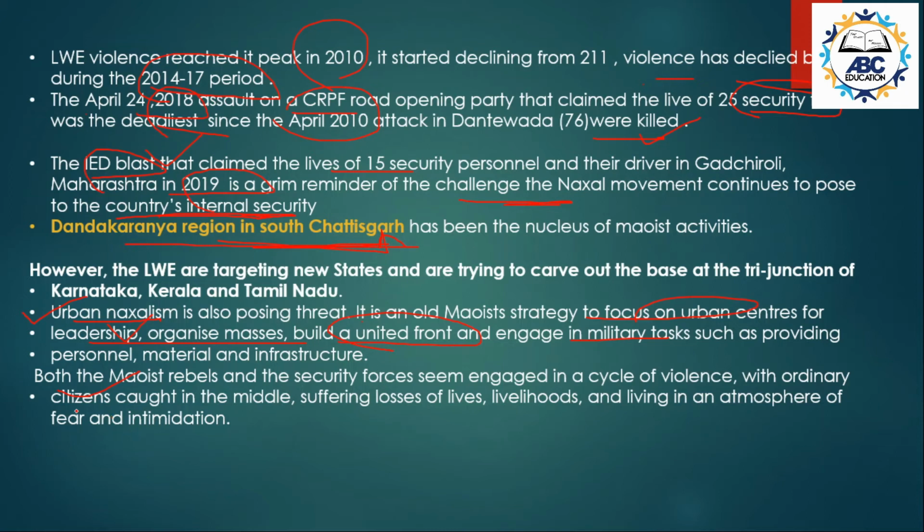But it is the ordinary citizens who are suffering the loss of livelihoods, and they are living in an atmosphere of fear and intimidation, because obviously in the end it is the citizens who are getting affected. Maoists are doing their work by carrying out violent attacks, and security forces are doing their work where they are deployed, but basically who is getting affected? In the end, it is the citizen who is getting affected.